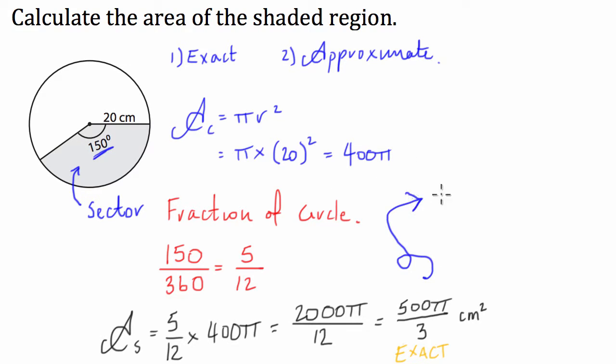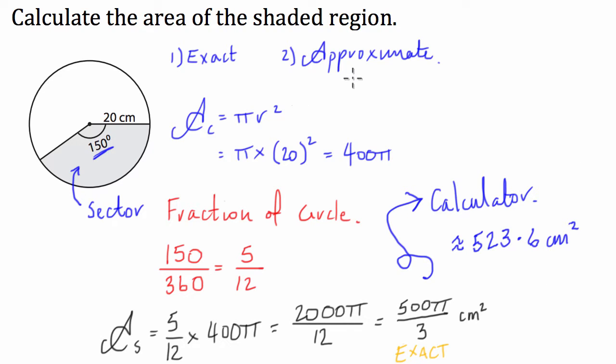Now, to work out our approximate value, you're simply going to put this into a calculator. You just plug it in and hit equals, and you get approximately 523.6 centimeters squared. The only difficult part of doing the approximate area is making sure that you have the correct amount of decimal places, or the correct amount of significant figures.